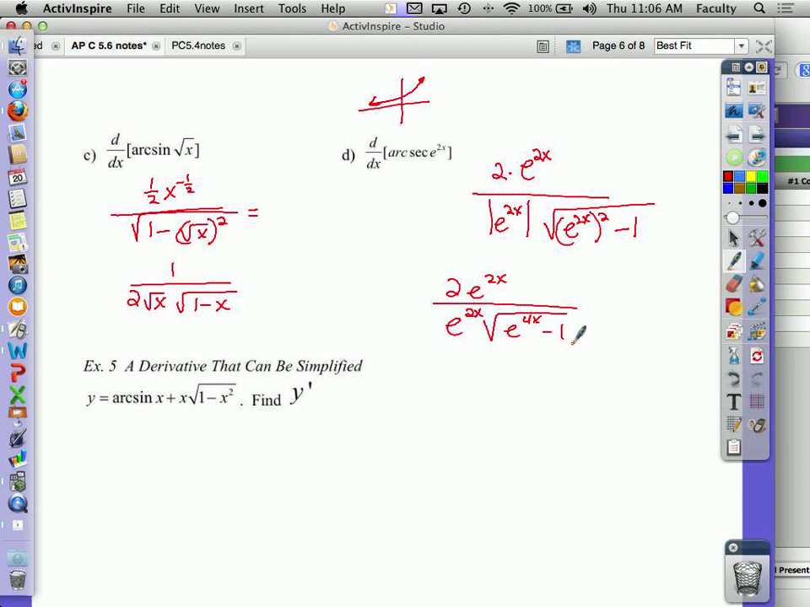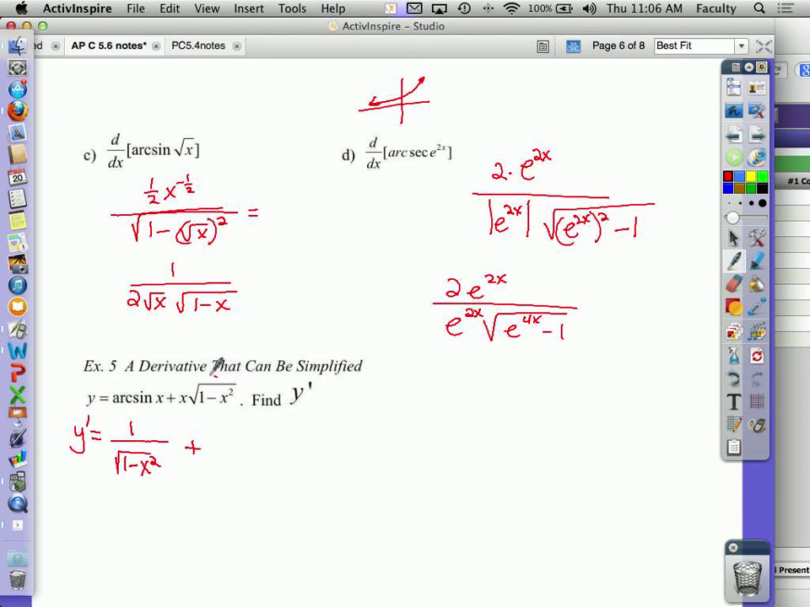Then we're going to do this one. That's actually going to be the last one we're going to do, okay? It's a derivative that can be simplified. So if y equals arc sine x plus x square root 1 minus x squared, and you want to find y prime, look at the chart for the derivative of arc sine. It says find the derivative of u, which is 1, over the square root of 1 minus u squared. So that's square root 1 minus x squared.